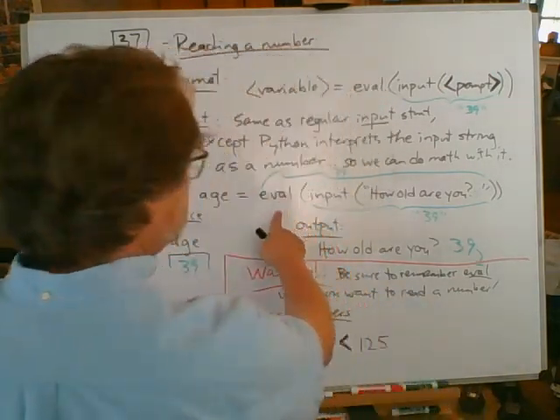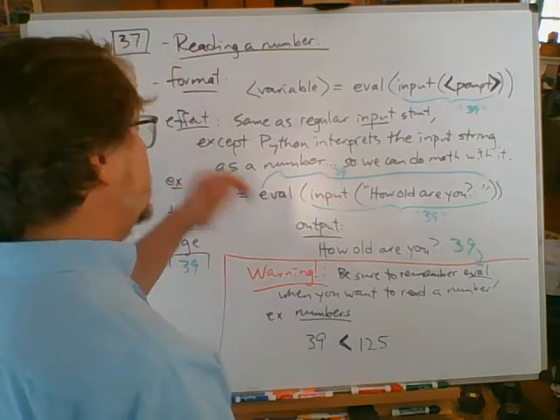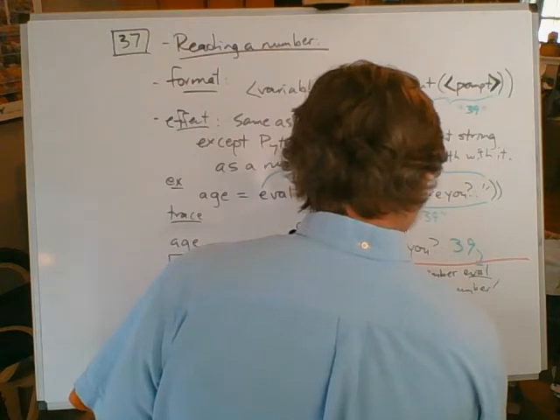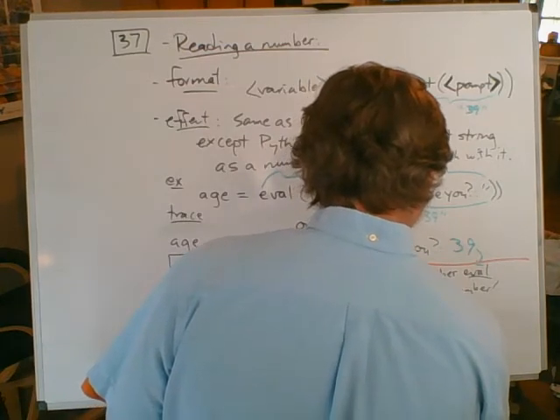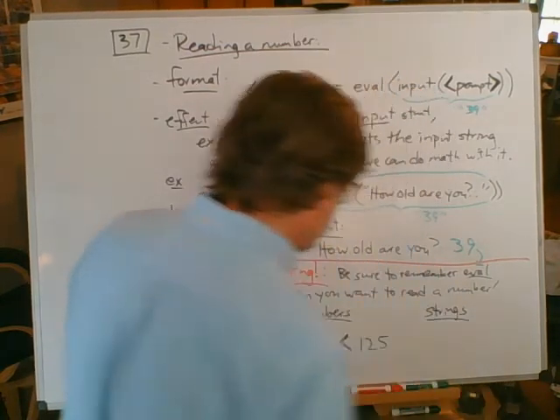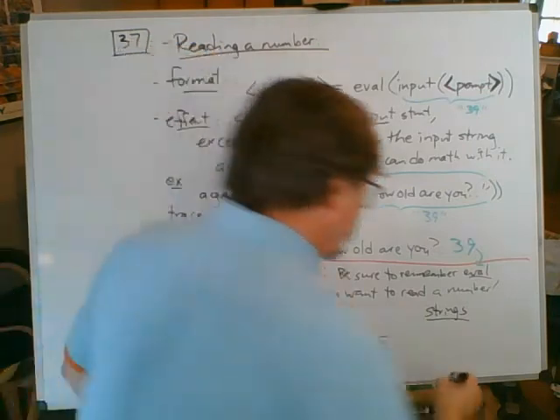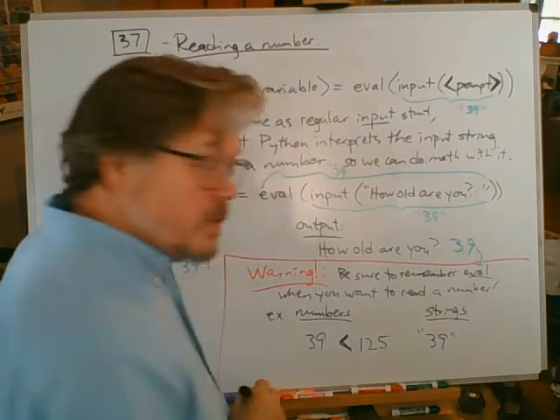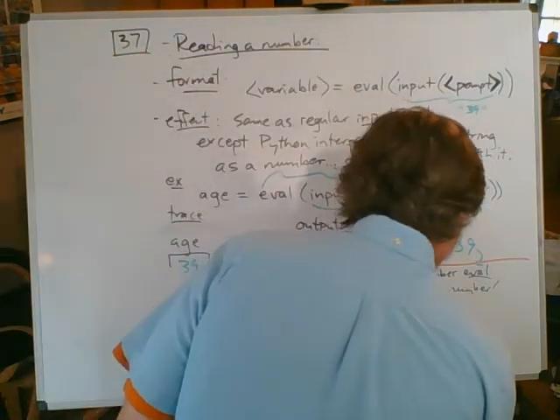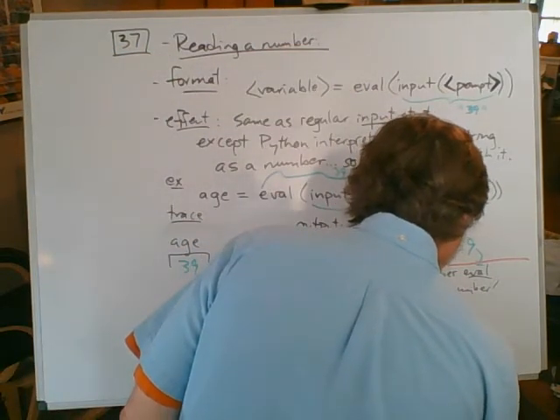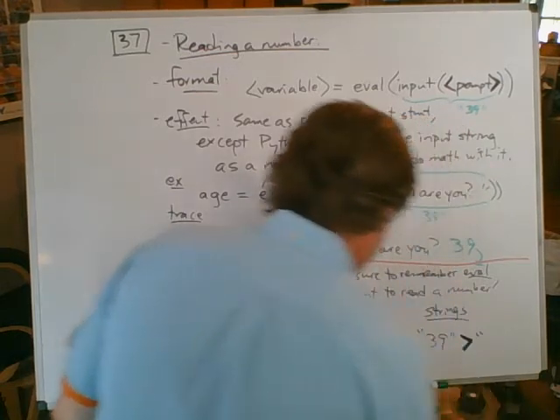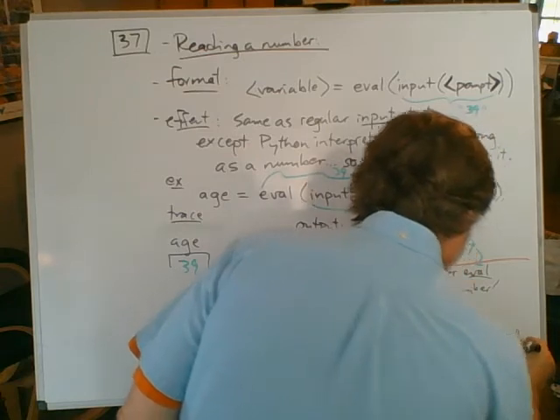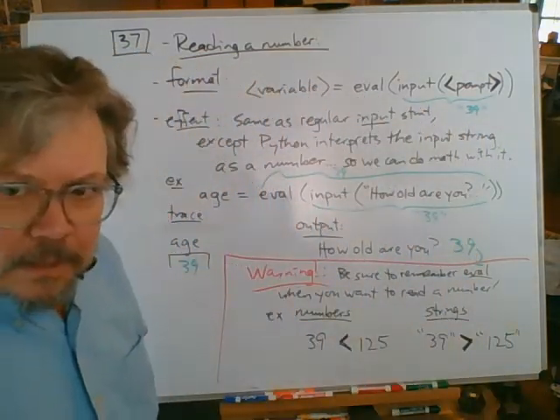I didn't read those in using eval. I read them in with just plain old input because I don't understand eval anyway, and I don't have any use for your stinking eval. Here it is as strings then. Strings. 39 with quotes. That's actually greater, big bold, greater than string 125. Not only is the math going to be bad, but comparisons will be bad.